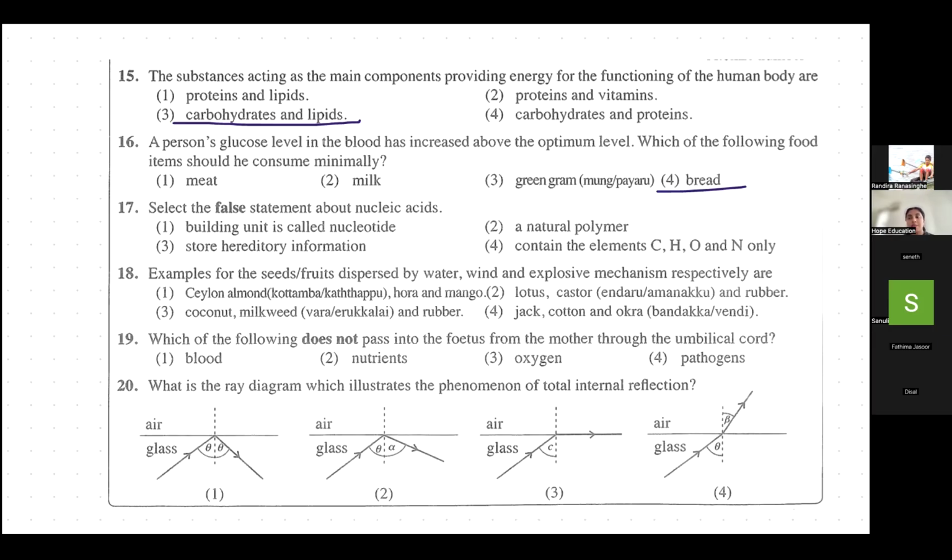Did you watch the hydrocarbons recording? Others? What about others? Okay. So give me some examples for natural polymers. If you watched it, you should remember. No? Give me some examples for natural polymers.